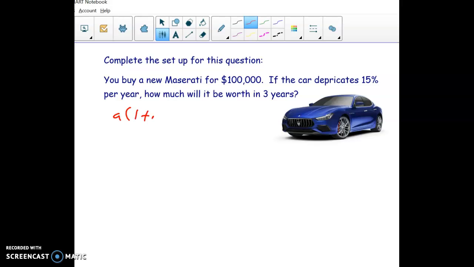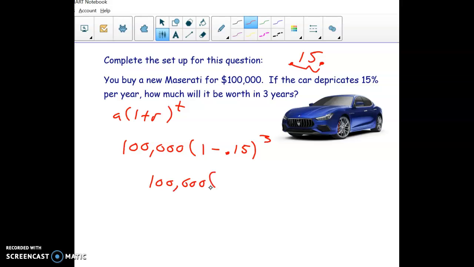Okay, so we're going to use the non-continuous formula because it doesn't say anything about compounding continuously, which is actually good for us in this situation because we don't want the interest to compound quickly here, since it's losing value. All right, so I'm going to do 100,000, and then the rate as a decimal, so 15%. Move it over twice, and you'll get 0.15. So I have to do 1 minus 0.15 because I'm losing value, and then 3 years. What this formula is saying is we're going to have 85% left each year. So we're going to multiply by 0.85 3 times, and that'll make our Maserati lose value.